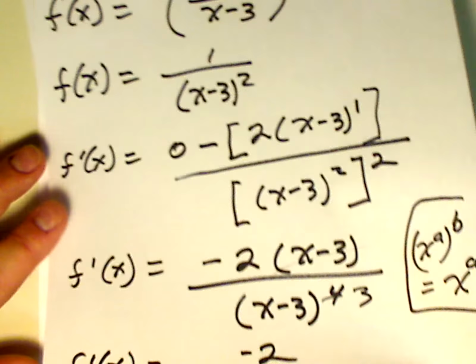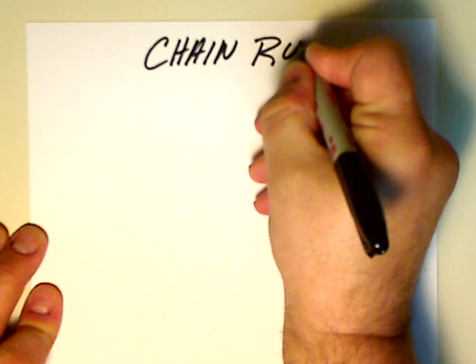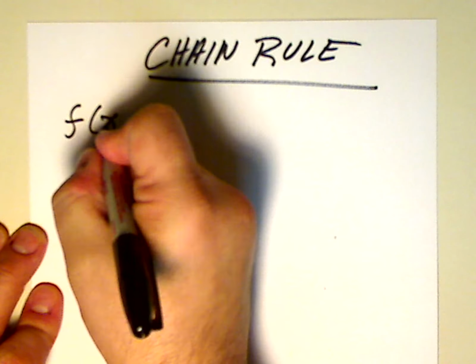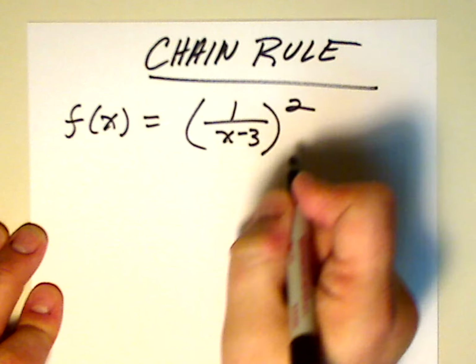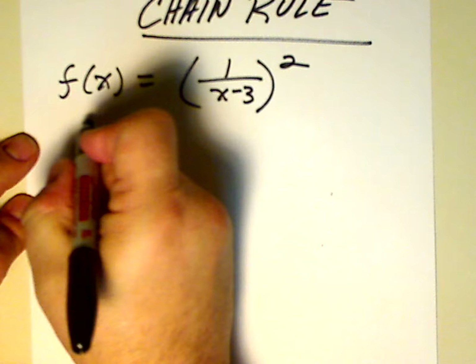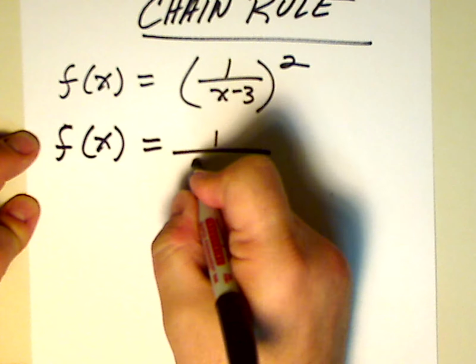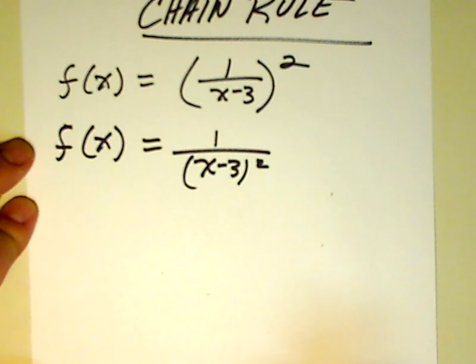Okay, let's get rid of this. Let me rewrite it here. So we're still doing a chain rule problem. Okay, and here's our function. It's f of x is equal to 1 over x minus 3 squared.